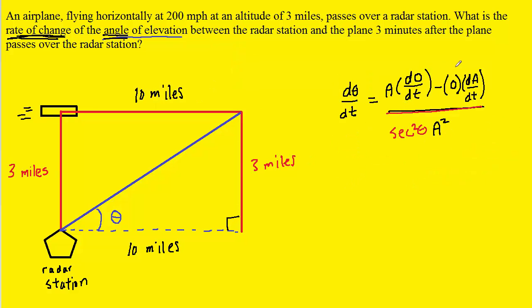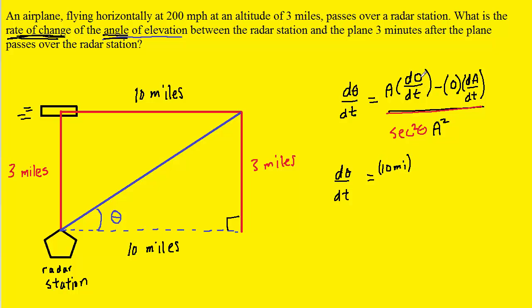At this point, we can begin to fill in the values on the right-hand side of the equation so that we can actually solve for dθ/dt. So we'll go one by one. Now, A stands for the adjacent side of our right triangle, and the side that's adjacent to that angle of elevation was equal to 10 miles. So we can plug in 10 miles in for A.